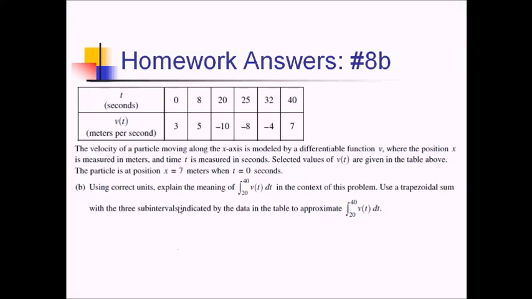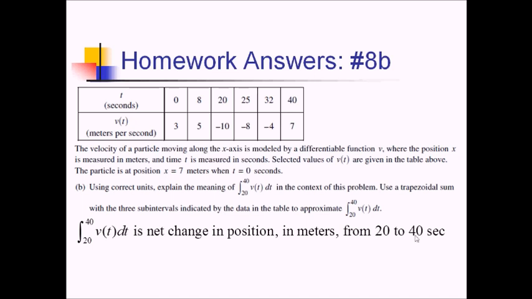On this problem, we want to explain the meaning of the integral from 20 to 40 of v of t dt in the context of this problem. So that's the first part of this. If I'm taking the integral of velocity, that's going to be the total change in position, or the displacement, of our particle, and this is going to be in meters because the velocity was meters per second, so meters, and also include the time interval. So this is from time 20 to time 40 seconds, so from 20 to 40 seconds.